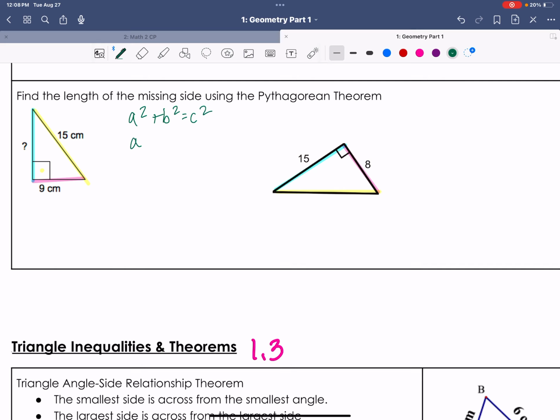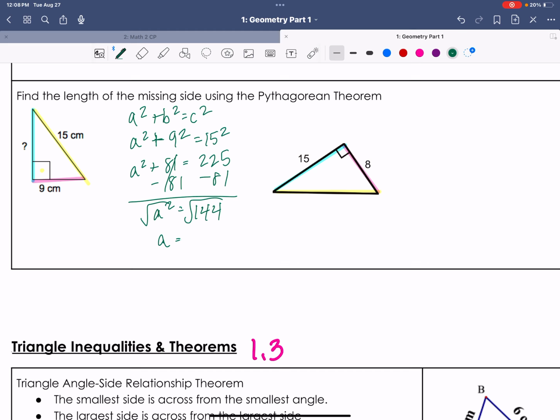So a squared, oops, that's a plus sign, and then remember you're going to subtract 81, that cancels, and remember to get a by itself you have to take the square root of both sides, so a is going to be 12. All right, and you're going to do the same thing, but you're going to finish this guy.